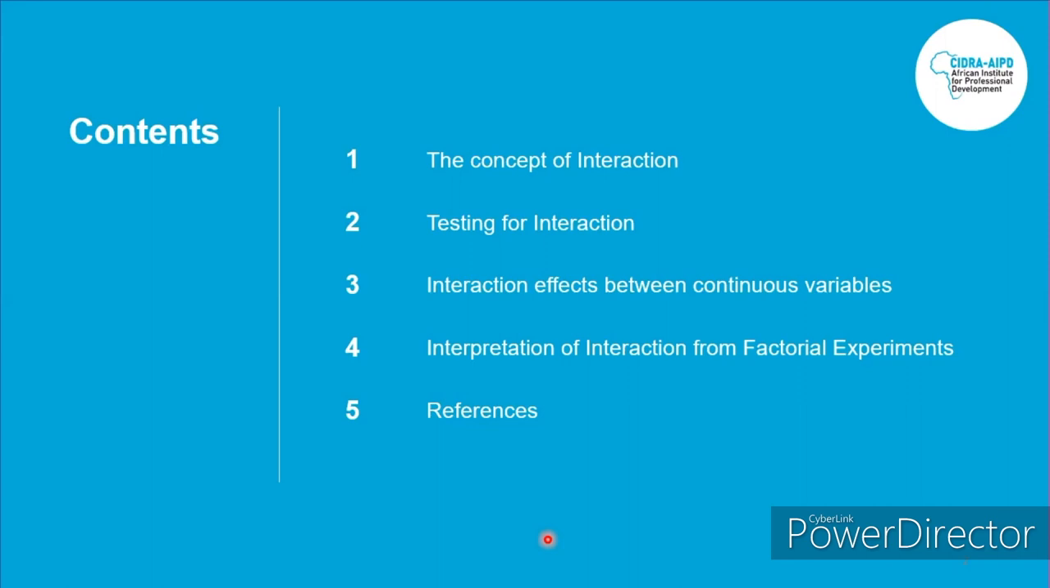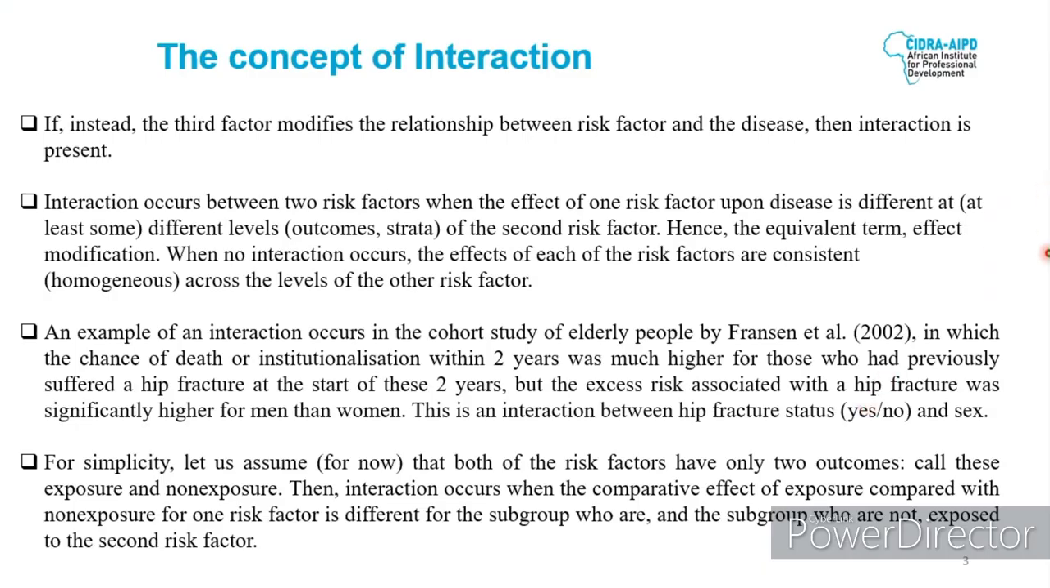So the topics we are going to cover today are the concept of interaction, testing for interaction, interaction effects between continuous variables, and interpretation of interaction from factorial experiments. So what is the concept of interaction? If instead the third factor modifies the relationship between risk factor and the disease, then interaction is said to be present. Interaction occurs between two risk factors when the effect of one risk factor upon disease is different at different levels of the second risk factor.